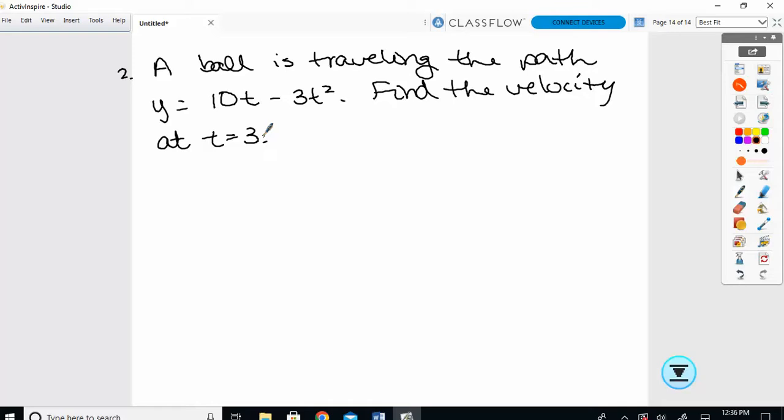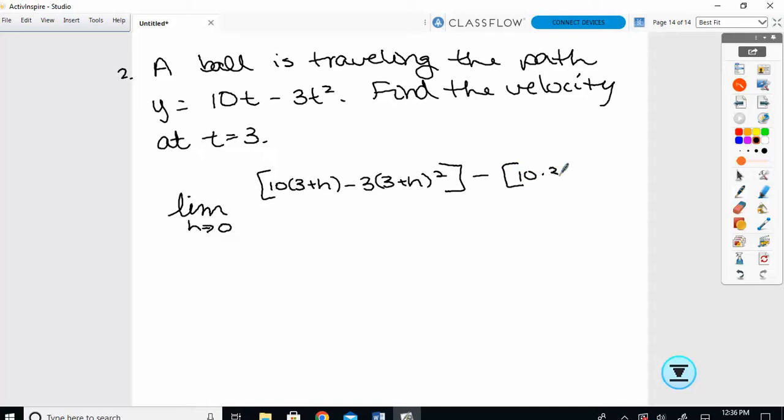Alright, so I've given you a position. How do you get a velocity? Yeah, so we need the derivative of this, or the limit as h approaches 0 of f(x plus h). You can do x plus h, or what could we put in? 3 plus h. I'll go ahead and do that. So 10 times 3 plus h minus 3 times 3 plus h squared minus f of 3, so if you just put a 3 in, all over h.